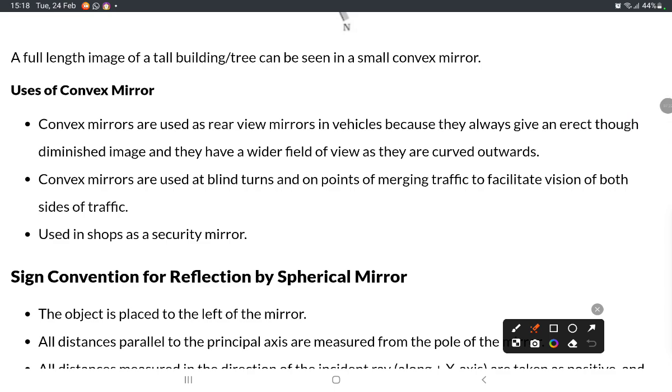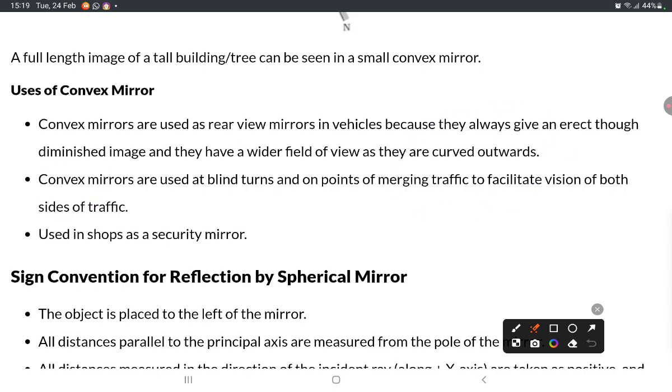Use of convex mirror. A full length image of a tall building can also be seen through a small convex mirror. Convex mirrors are used as rear view mirrors in vehicles because they always give an erect, diminished image, and they have a wider field of view as they are curved outwards.